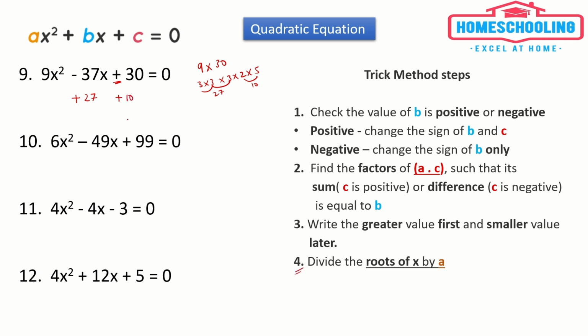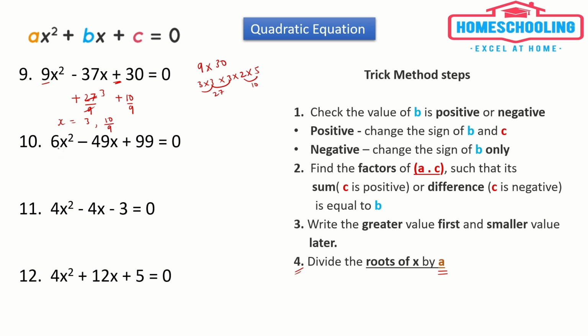There's one more step. When the value of a is not equal to 1, we will divide the roots by a. So the value of a is 9 here, so we'll divide both of them by 9. So it's going to be 3 times, and that's 10 divided by 9. So x value is 3 and 10 divided by 9.